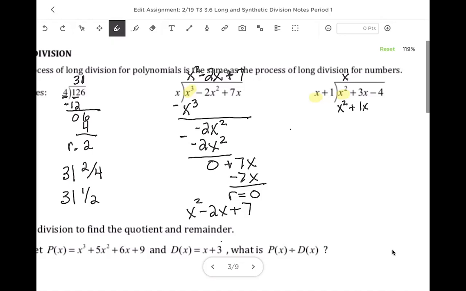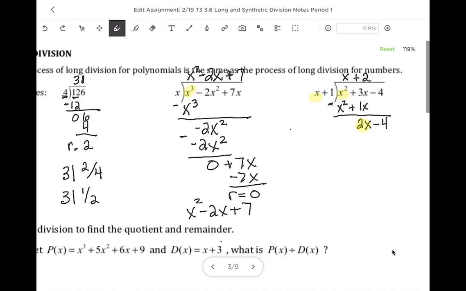Now, we subtract, right? So x squared minus x squared is 0. 3x minus 1x is 2x. And then you bring down the minus 4. Now again, it's going to be x divides into 2x. We're only looking at the first term of each one. So 2x divided by x is 2.